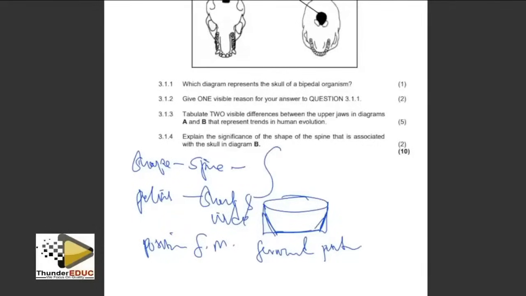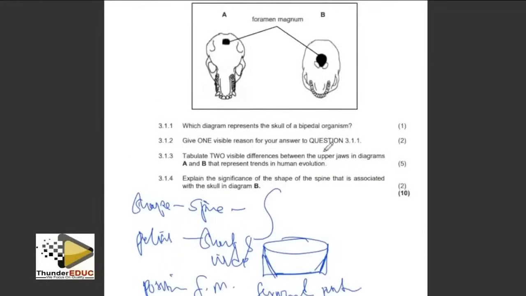Then they are saying that the next question is tabulate visible. They are saying visible. Don't bring about anything else. Visible difference between the upper jaw and the lower jaw of A and B. Check upper jaw, lower jaw. They're only looking for this. In most cases, when we bring these, you have to know the differences.